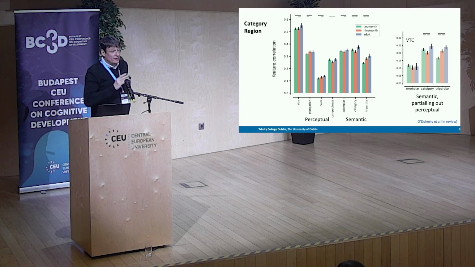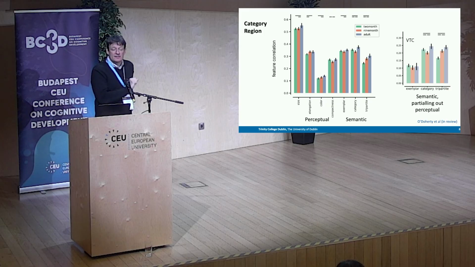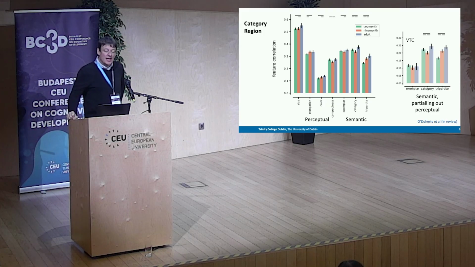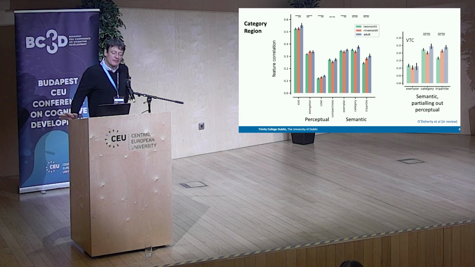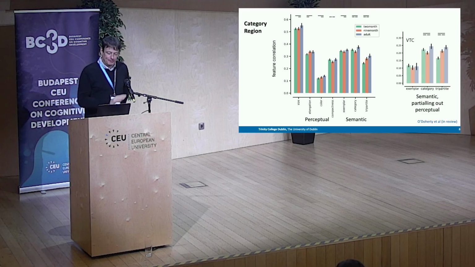So what you can see is that 2-month-olds are really encoding an awful lot of the same stuff that adults are. Now, you might be wondering, obviously things from the same semantic category tend to look a bit more similar too. So we can take those semantic measures and partial out the perceptual things, and that's shown in the right-hand plot there. And you can see that you've got this semantic representation right down at 2 months, even when we partial out the perceptual stuff.